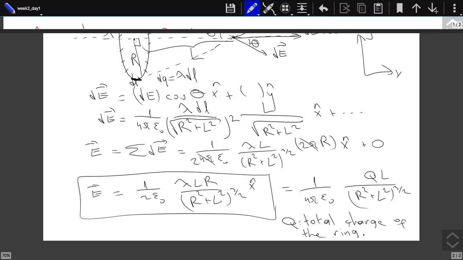Well, integration is nothing but summation. I summed over them. That is integration. I already integrated. I integrated over all these segments.